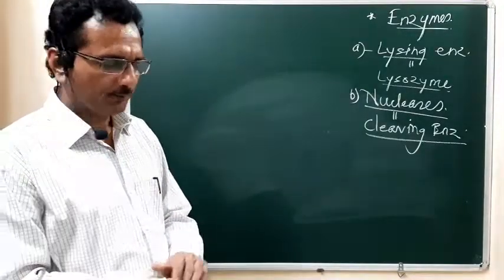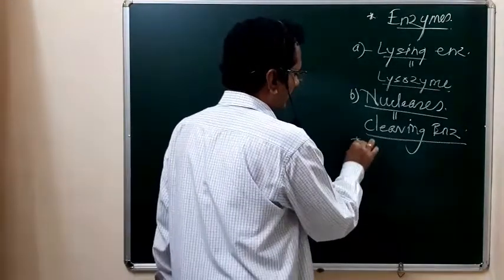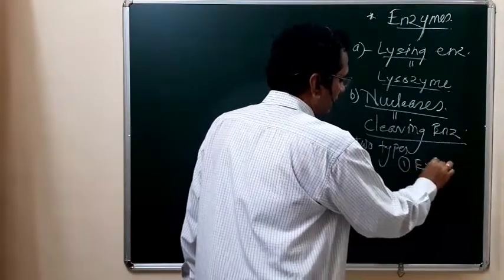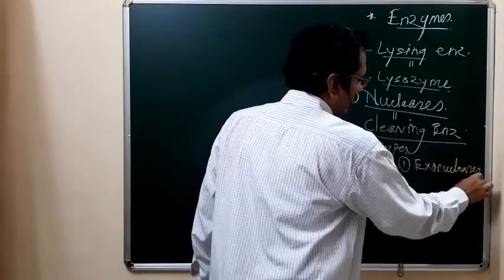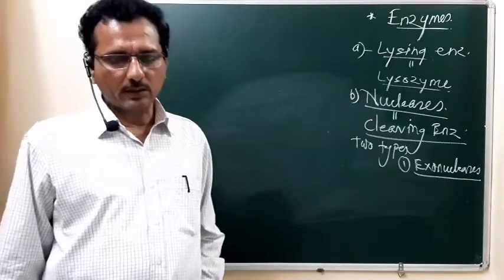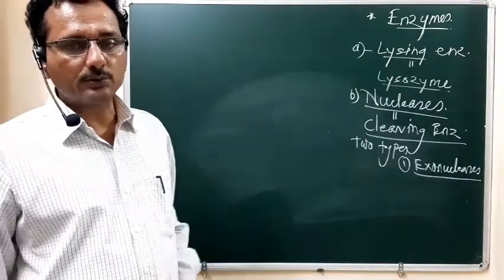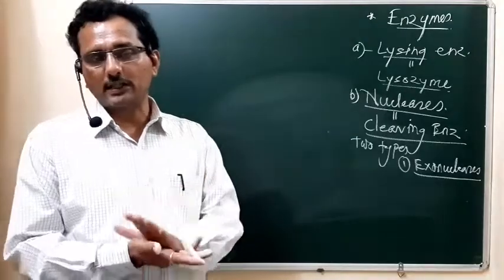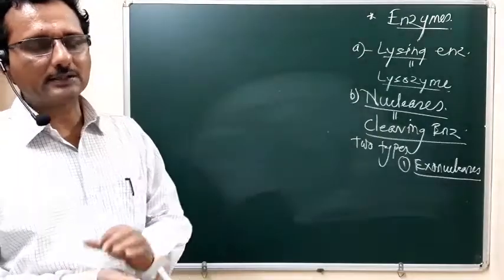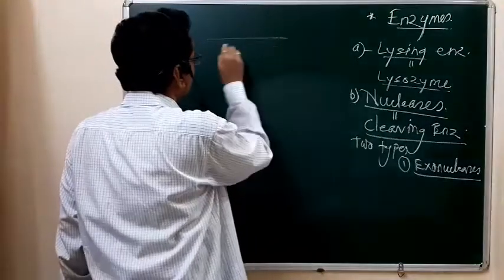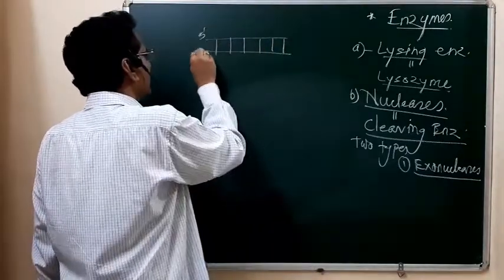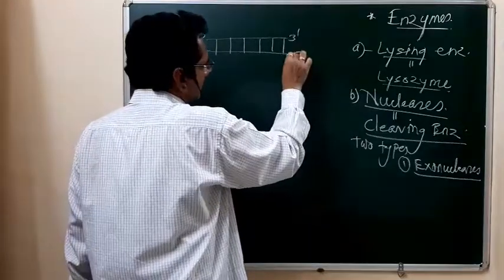The first one is the exonucleases. This enzyme cuts the nucleotides of a single strand of DNA from the 5 prime end or from the 3 prime end of the single strand. Suppose this is the DNA molecule as usual, and this is the 5 prime end, this is the 3 prime end, and correspondingly this is the 3 prime and this is the 5 prime end.